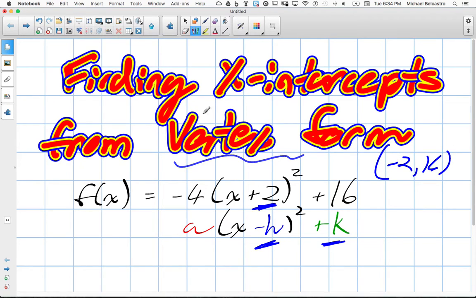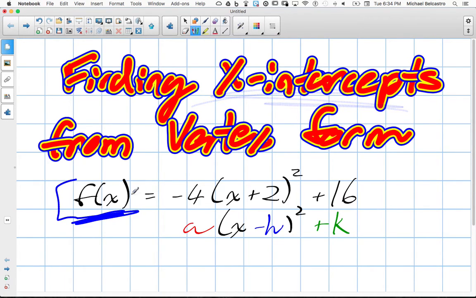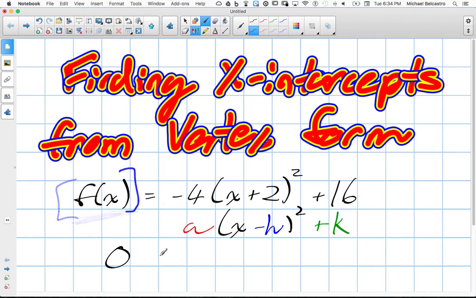Wonderful, except x-intercepts. There's like a whole long process to do this. There's actually kind of a shortcut too. We can just use algebra. X-intercepts are when y is equal to 0. And for all our intents and purposes, f of x is essentially our y value. So we can replace it with 0. So I'm going to rewrite the exact same equation, but I'm going to say 0 is equal to -4 (x plus 2) squared plus 16.